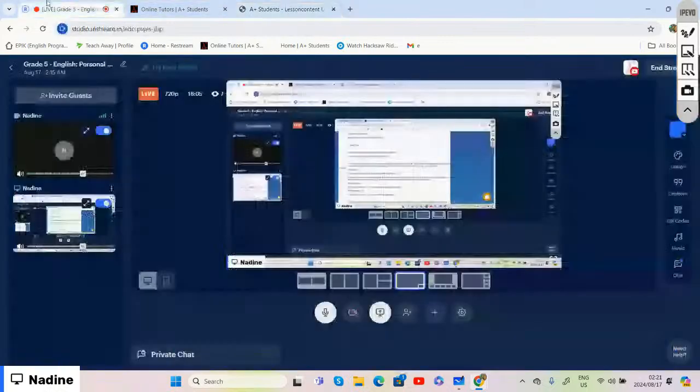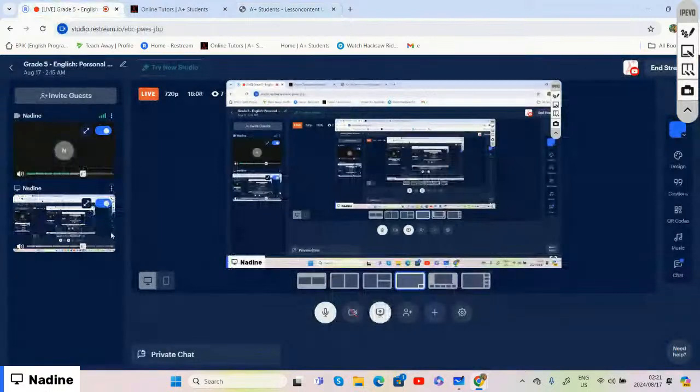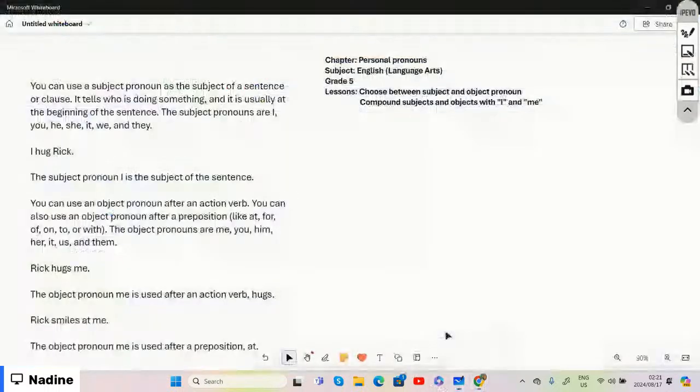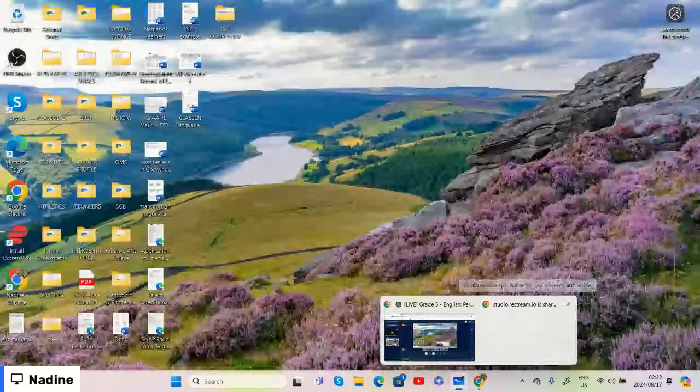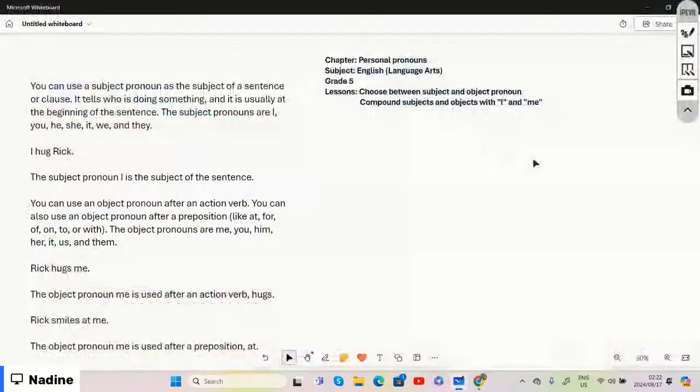Guys, that's already in motion. We're talking about subjects, we're talking about personal pronouns. Can you hear? Or is it not showing on your end? Is it not showing on your end? Is it Adeline?